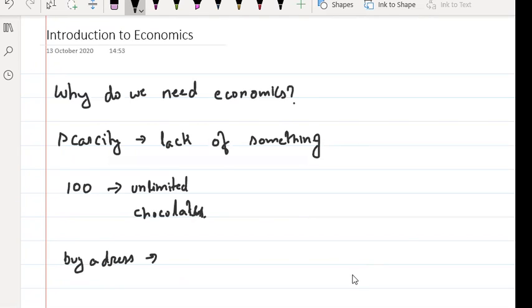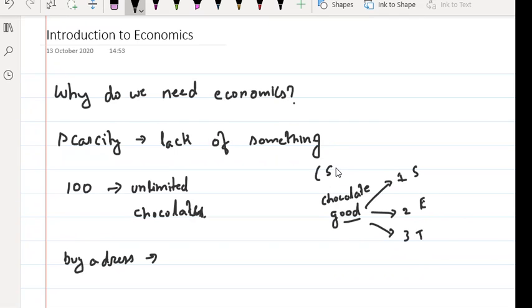So I can say that if we have any good, and good means any object, there may be many people who want that. Suppose we have person one, person two, person three, like Shravya, Esther or Tavishka. All of them want this good, or all of them want this chocolate, yes or no? So obviously I can say that this chocolate is a scarce good, right?